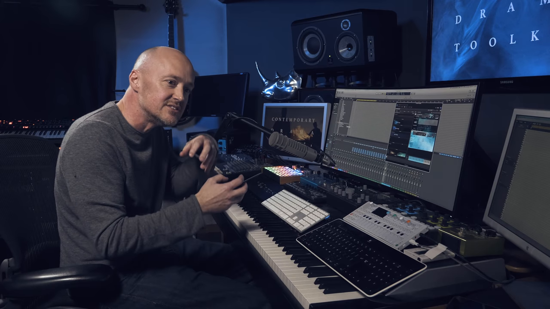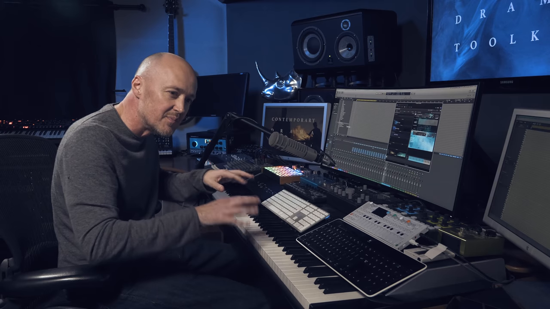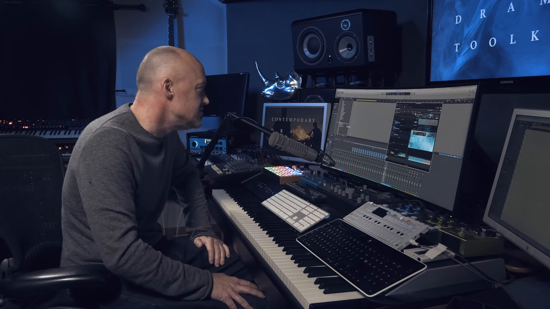Really nice to hear not just a very pure string sound. You've got all sorts of complication and interest with them working together.